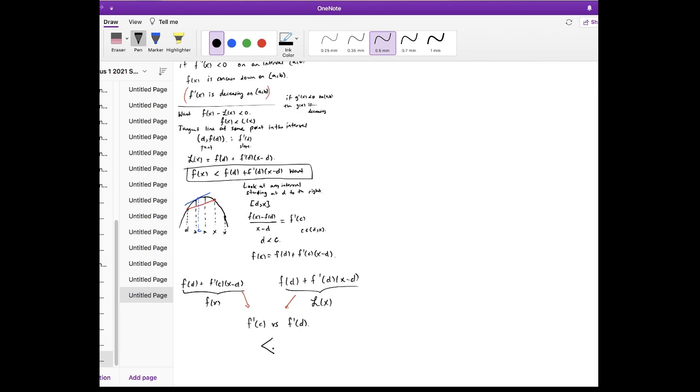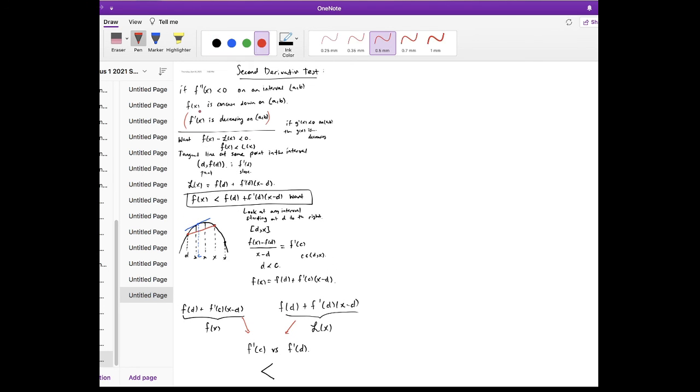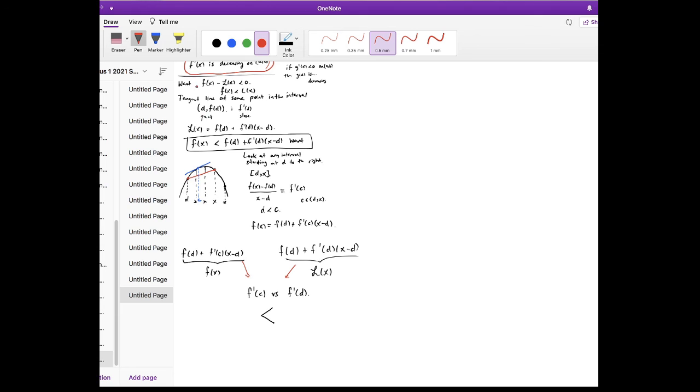Yes, because the second derivative is negative, and that implies that the derivative is decreasing. Right, since c is bigger than d, f prime of c is less than f prime of d, because c is bigger than d and f prime is decreasing. So that's it. So we know that this value is less, so f of x is less than L of x.